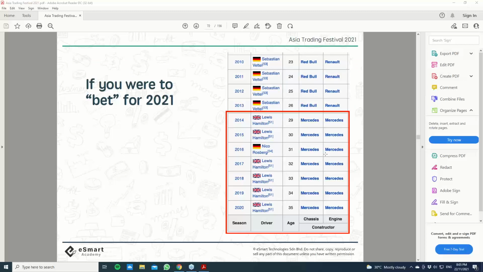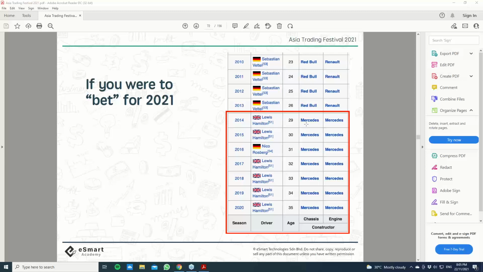If you look at the historical stats from 2014 until 2020, you can see the name Lewis Hamilton appearing almost every time. He was the champion all the way from 2014 to 2020, except for 2016. And if you look at the constructor, which is the manufacturer of the car, Mercedes has been winning all the way since 2014.